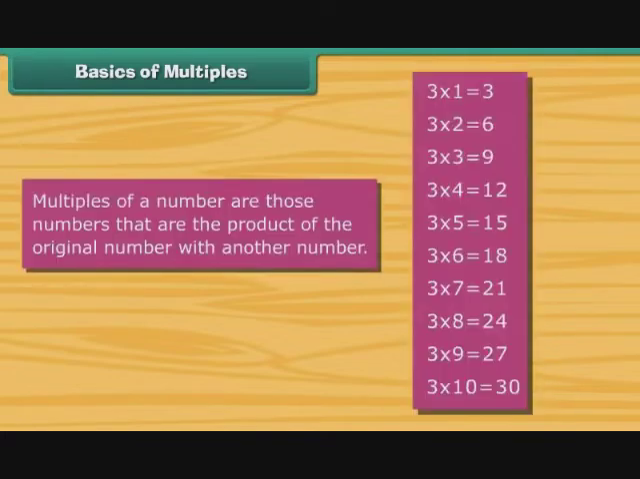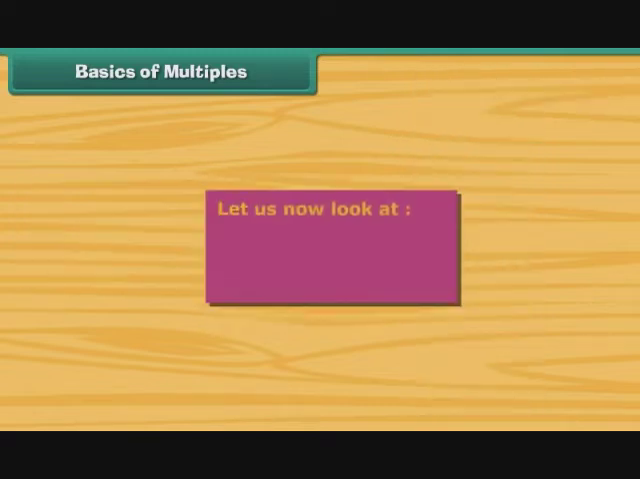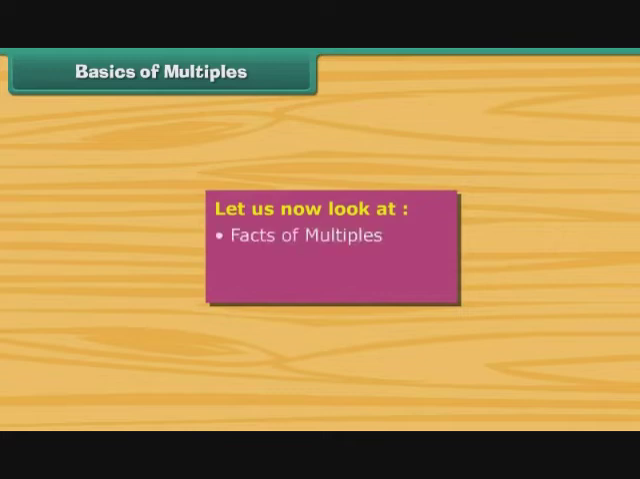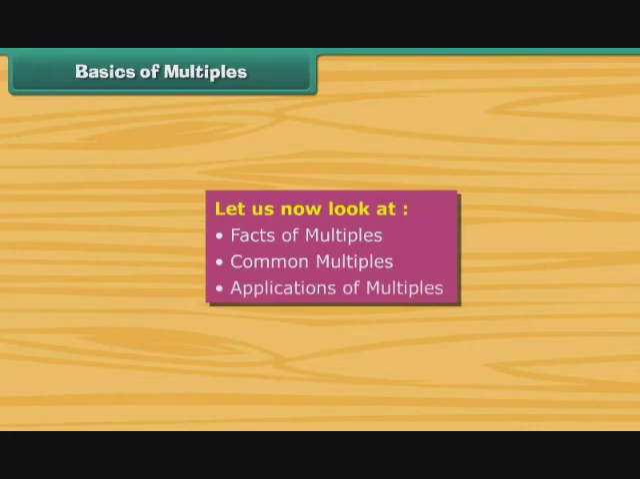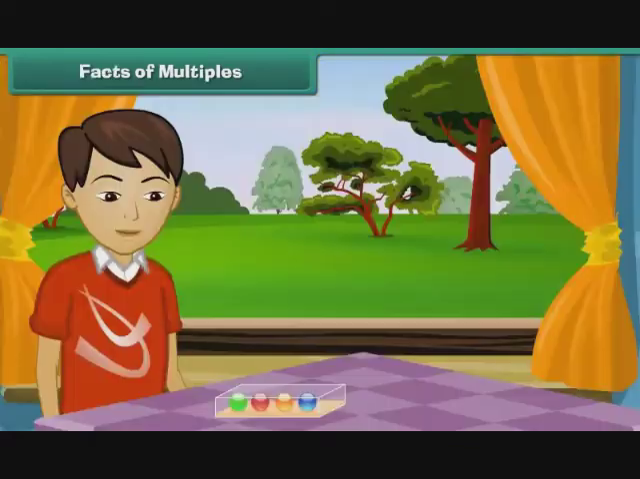Basics of multiples. Multiples of a number are those numbers that are the product of the original number with another number. In order to understand multiples better, let us now look at facts of multiples, common multiples, applications of multiples.